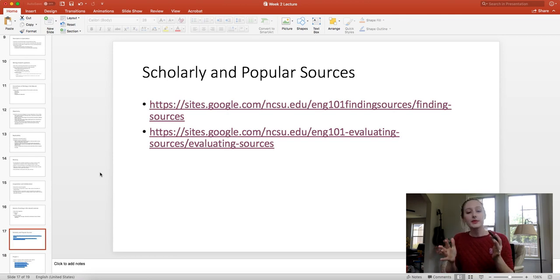And then a popular source could be written by a scholar. A scholar could write a popular source. They sometimes do. Generally, it's a freelance writer. I used to do some freelance writing. Popular science writers are usually not scientists. Sometimes they might be, but they're writers.